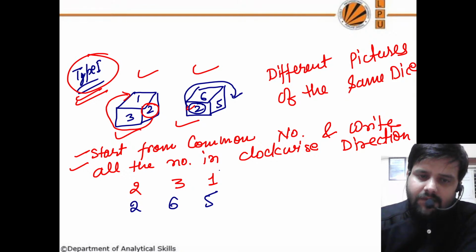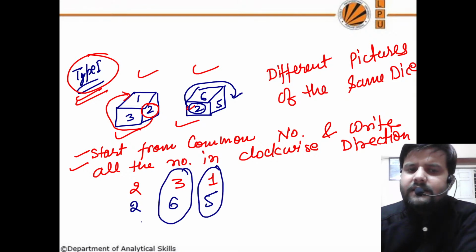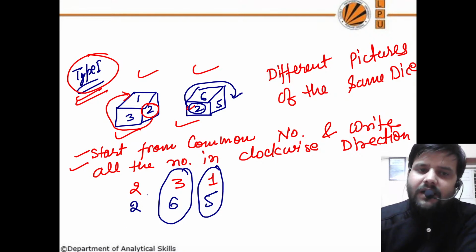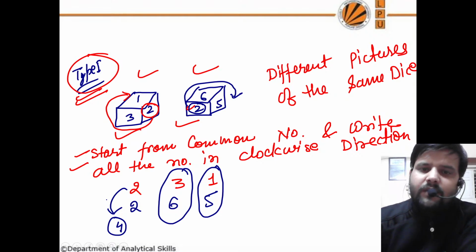So what does it tell you? It tells you that 1 will be opposite to 5, 3 will be opposite to 6, and whatever is left will be opposite to 2. So which number is left? 1 has been covered, 3 has been covered, only 4 is left. So 2 will be opposite to 4.